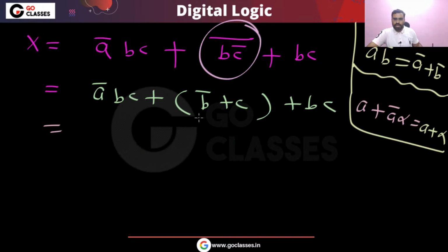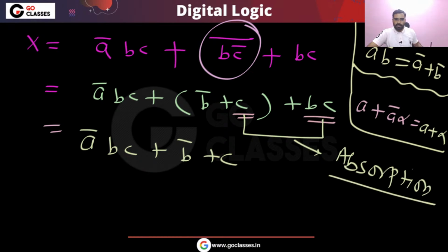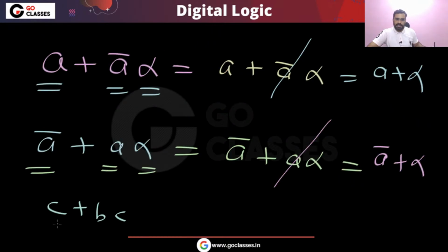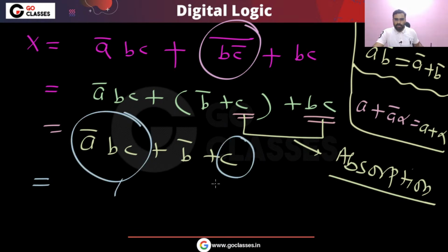Here you can do the same thing. First of all, you can apply the absorption property here. If you apply the absorption property, this will become C. So you will get this plus B bar plus C. You can apply the absorption property to C or BC, so it will be C. This is the absorption property. Now let's see the next. This is again absorption property, here or here you can apply the absorption. This is also absorption property.